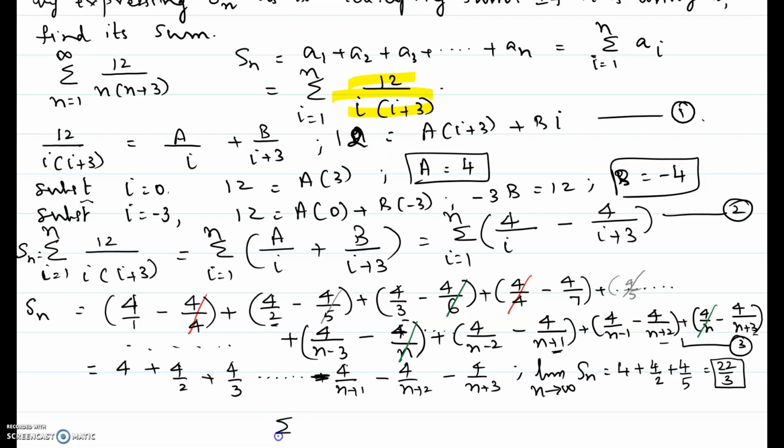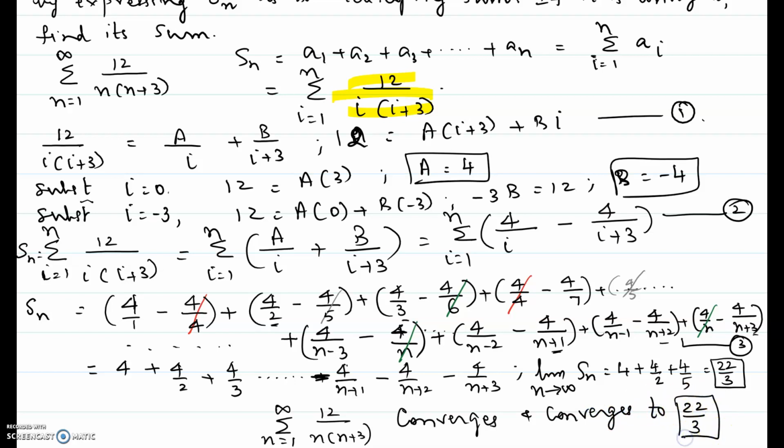So the given series, sigma n varying from 1 through infinity, 12 over n times n plus 3, converges, and it converges to 22 over 3. Hope this video helped.